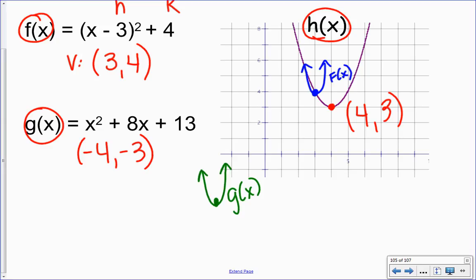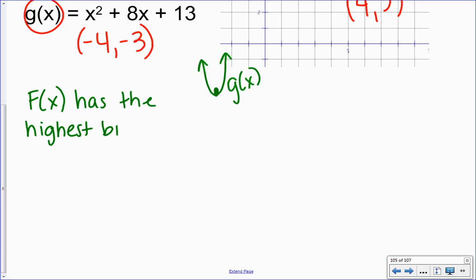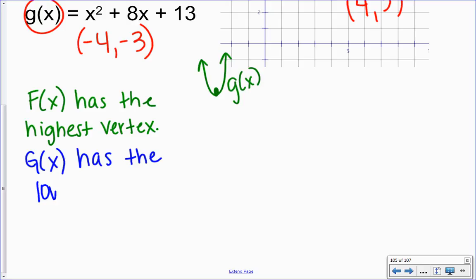So to compare them, I could say something like f of x has the highest vertex. I could say something like g of x has the lowest vertex.